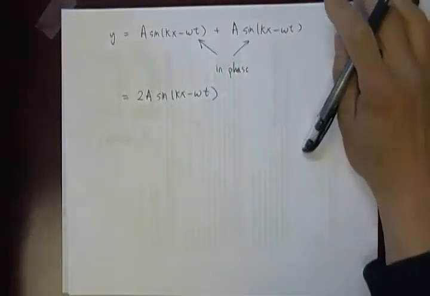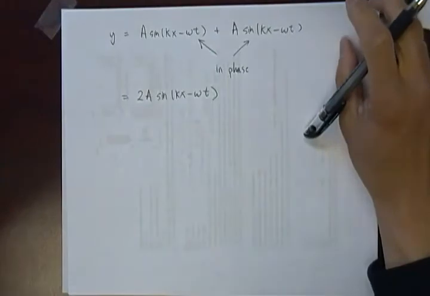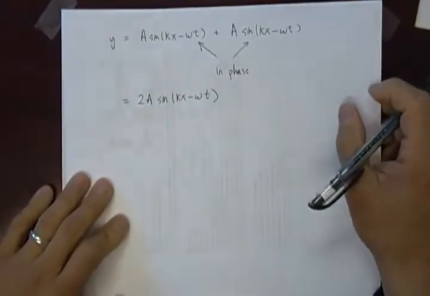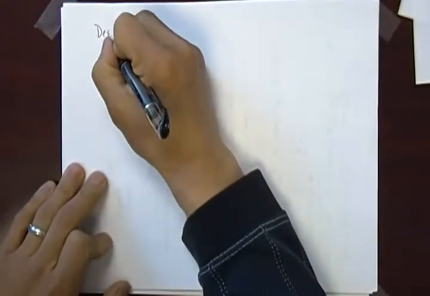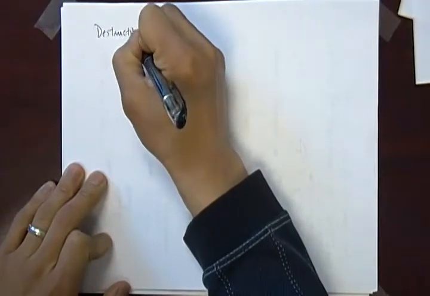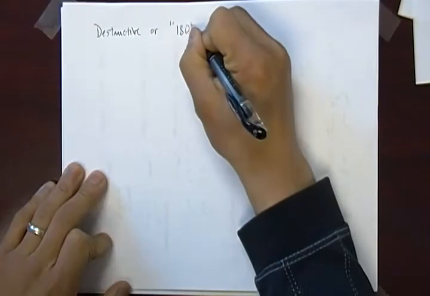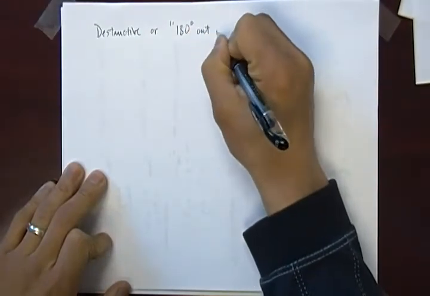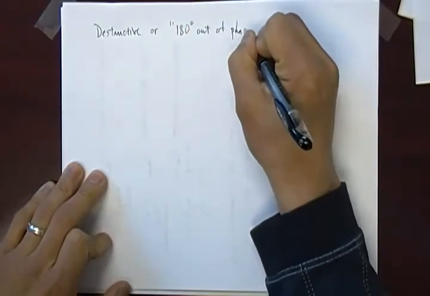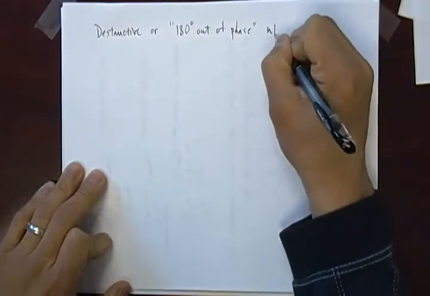Now, the next case I want to consider is what's called destructive interference. Destructive, or let's call it 180 degrees out of phase interference.